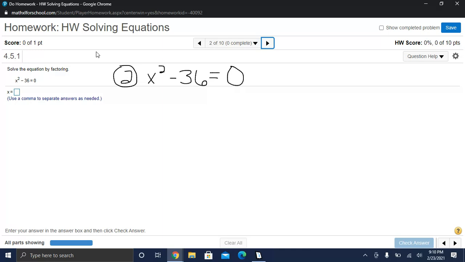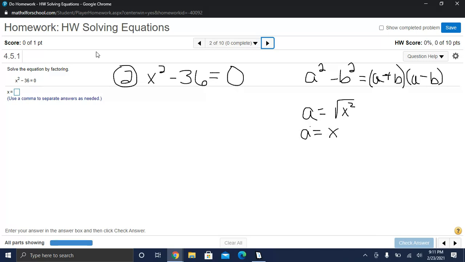And so there are different ways that you could do this, but one way would be to use the formula a squared minus b squared equals a plus b times a minus b. And then setting each one of those parentheses equal to 0. So we would need to know the a for this problem. That's going to be the square root of x squared, which is x. So the a in our problem is an x.